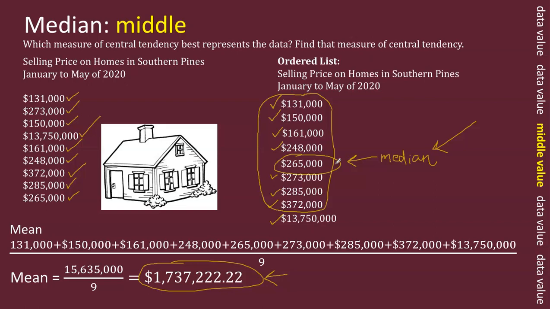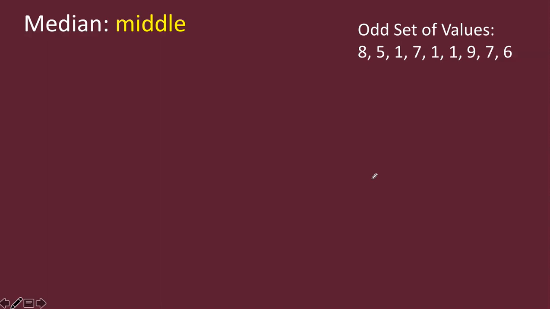The thing I want you to notice here is that the mean is greatly affected by outliers. So if you have an outlier like $13 million for a home, you don't want to use the mean for your measure of central tendency. You want to use the median or the mode. Let's go ahead and look at some more simple examples, and we're going to practice our steps.